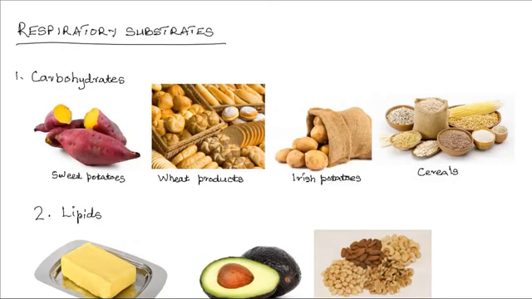What are respiratory substrates? These are food substances which are oxidized to release energy. They come in three main different forms, namely carbohydrates.